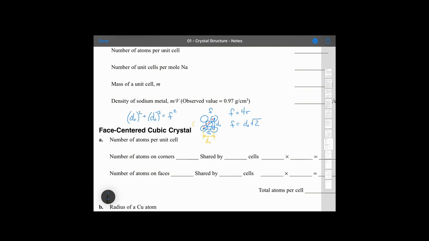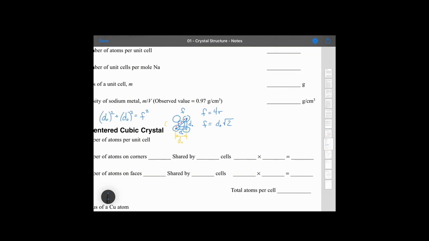So if we combine these two now, we're going to say that d0 square root 2 equals 4r. That gives us a relationship for a face-centered cubic that is relating edge length and atomic radius. And so you're going to be asked down below to write this in terms of d0 equals so many r's, or the other way around. We can manipulate it back and forth with some careful algebra.